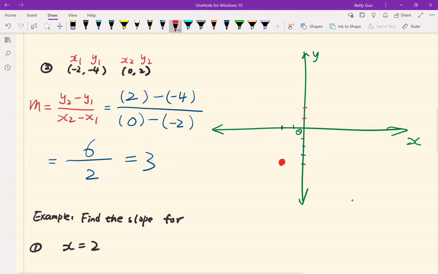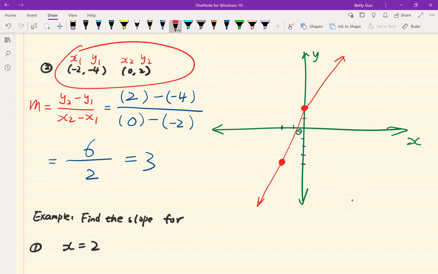So 1, 2. That's the second point. Let's connect the 2 points. 2 different points determine a line. This straight line corresponds to the straight line that passes through the given 2 points. All right, look at the slope we got earlier. Slope is a positive 3. And look at the straight line, the graph of the line.